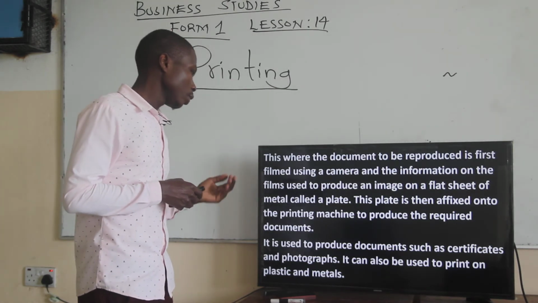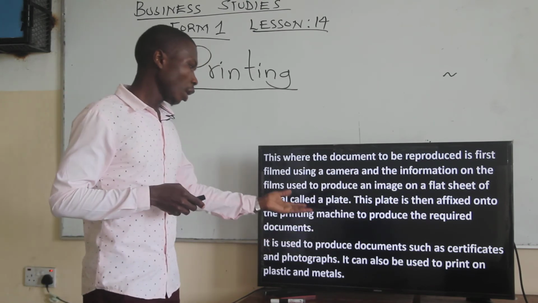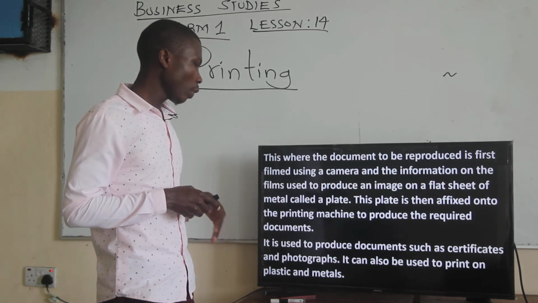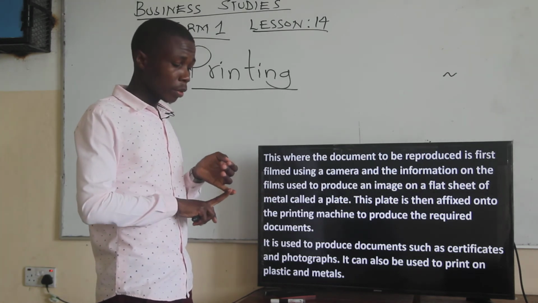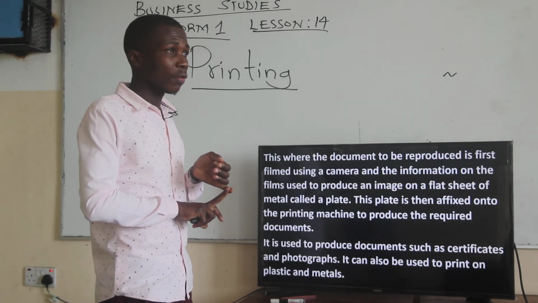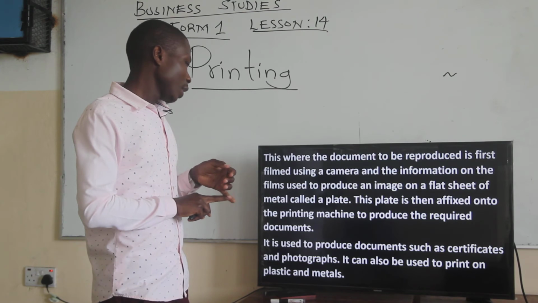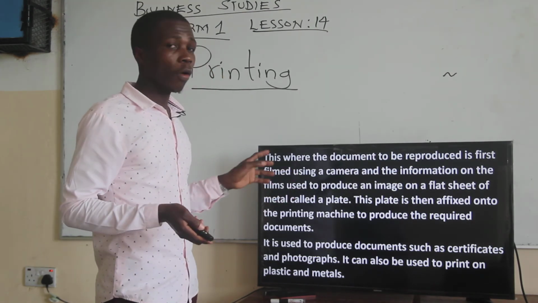Then after that, it is used to produce documents such as certificates, photographs, and can also be used to print on plastic and also metal. So this one is kind of extended. It can be used even to print on metal. You have seen the metal printed, and also plastics, and so on. Photography, etc. So that is offset lithography.